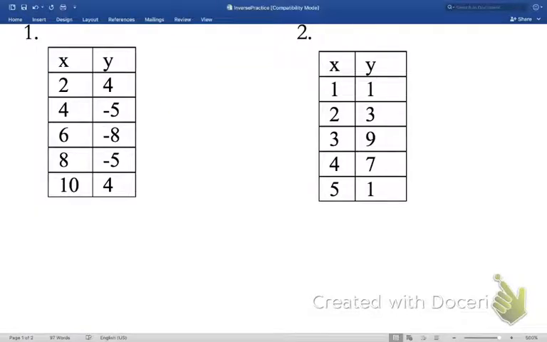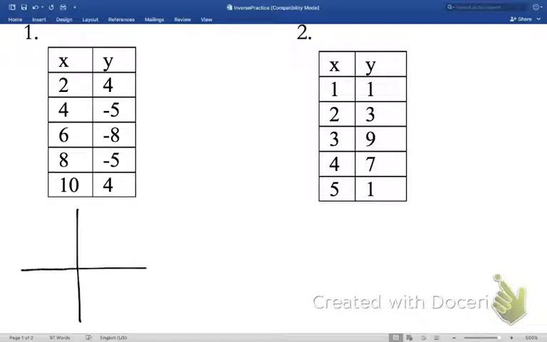Hello, this is Mrs. Boots, and we're going to work the practice problems for our inverses lesson. So in problems 1 through 4, we're given the table and asked to find the inverse and graph it. So let's start by graphing what we have.